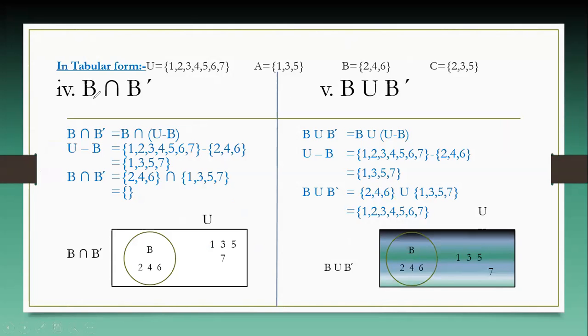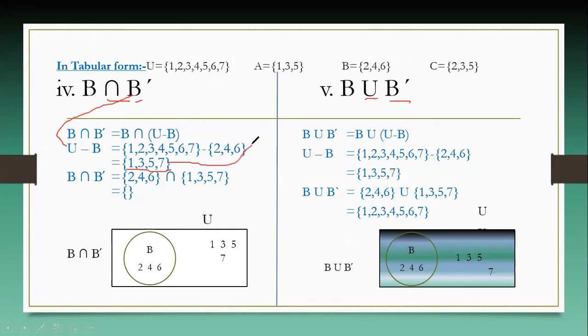Now, question number 4, B intersection B dash and B union B dash. In such a condition, you have to first solve U minus B. Why? Because there isn't any bracket. For example, if in this question it is written like this with a bracket, you have to first solve the bracket and then find the complement. But in this condition, first you have to find B dash. You know that B dash means U minus B. U minus B gives you the answer 1, 3, 5, 7.